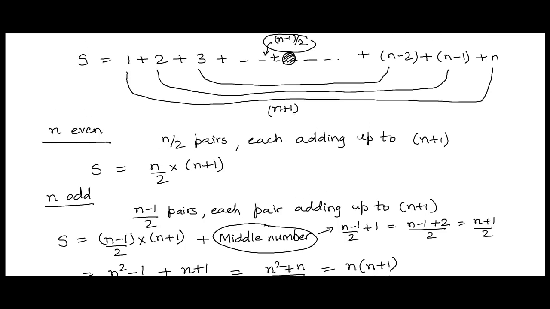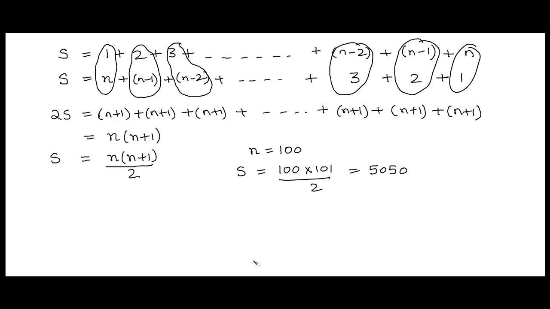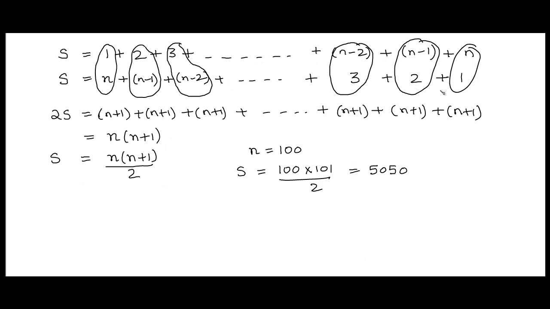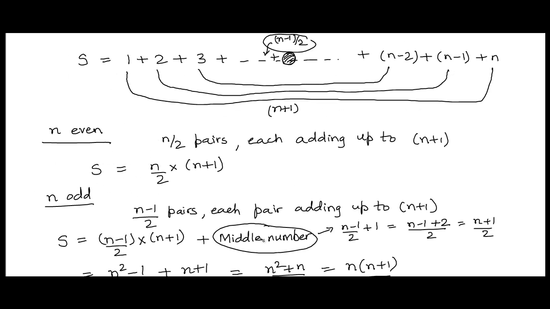So this was a slightly longer way of getting the same answer as before, and this was longer because we had to divide the problem into two cases, the case when n is even and the case where n is odd. But if you follow this particular approach, it applies regardless of whether n is even or odd. So the answer is n times n plus 1 divided by 2 in both cases.